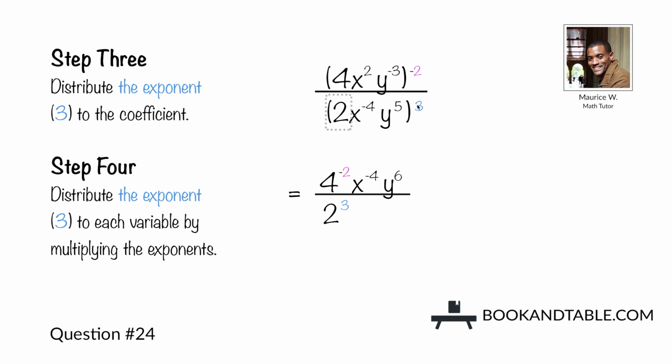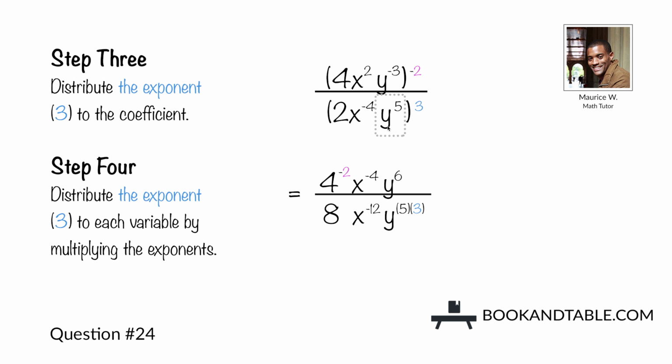Step 3, we're now going to deal with the denominator. Distribute the exponent 3 to the coefficient 2. 2 to a power of 3 will give us 8. Step 4, distribute the exponent 3 to each variable by multiplying the exponents. X to a power of negative 4 to a power of 3 will give you x to a power of negative 4 times 3, which is negative 12.